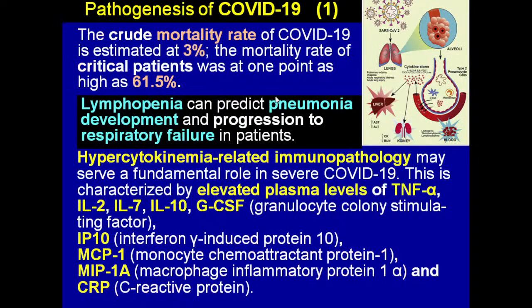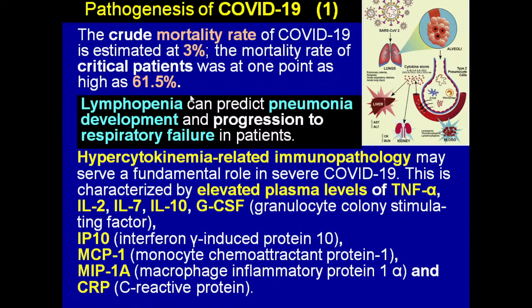Pathogenesis of COVID-19. The roughly mortality rate of COVID-19 is estimated at 3%, but the mortality rate of critical patients was at one point as high as 61.5%. And usually lymphopenia can predict pneumonia development and progression to respiratory failure in patients. So the cell counting in leukocyte formula is very important at that stage.